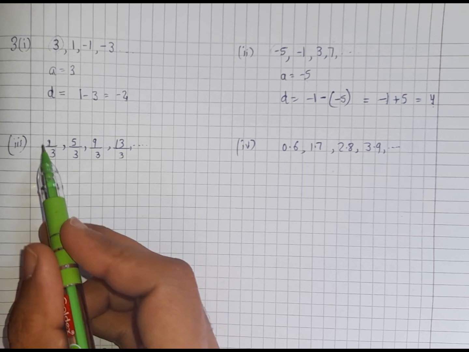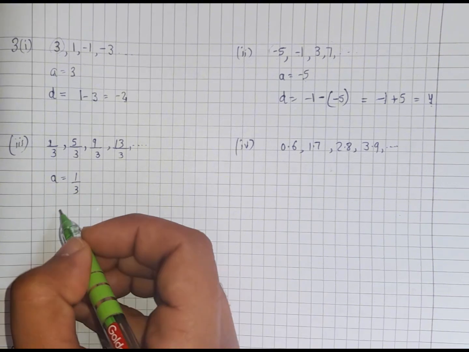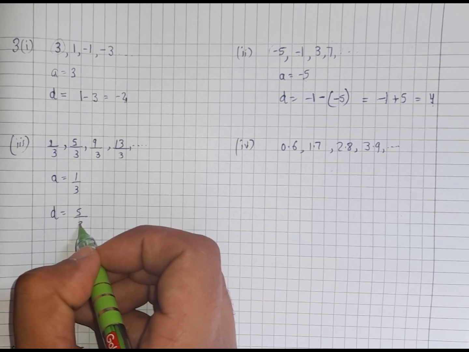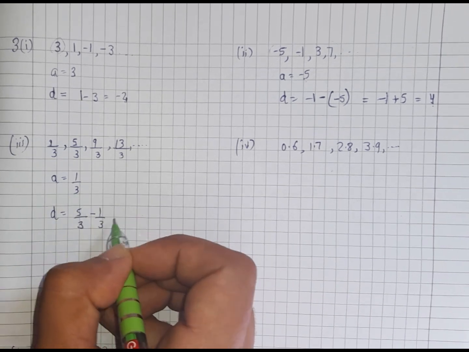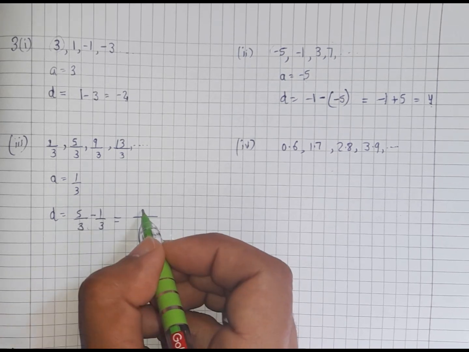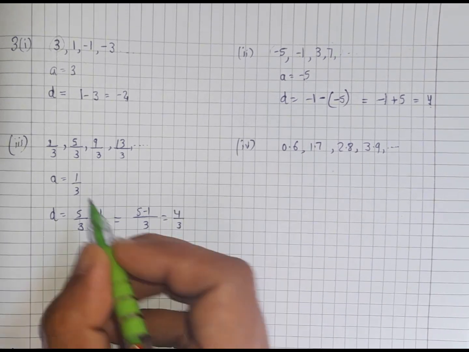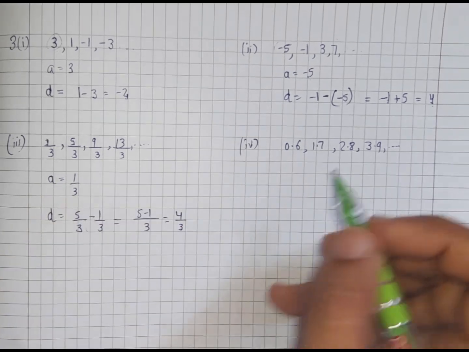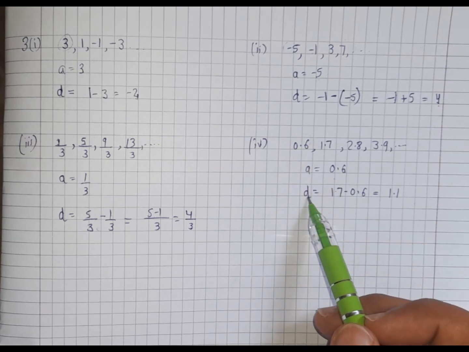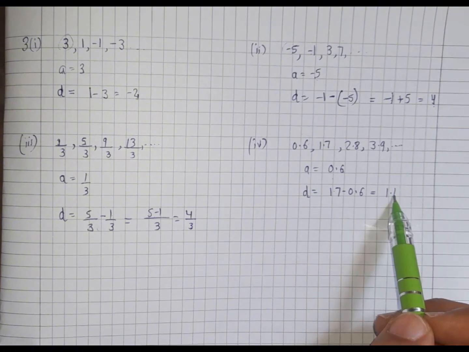Now in the third part, first term is 1 upon 3 and the common difference is 5 upon 3 minus 1 upon 3. 3 is common. Now 5 minus 1 equals 4. So here the difference is 4 upon 3 and the first term is 1 upon 3. In the fourth part, first term is 0.6 and the common difference is 1.7 minus 0.6, that is 1.1.